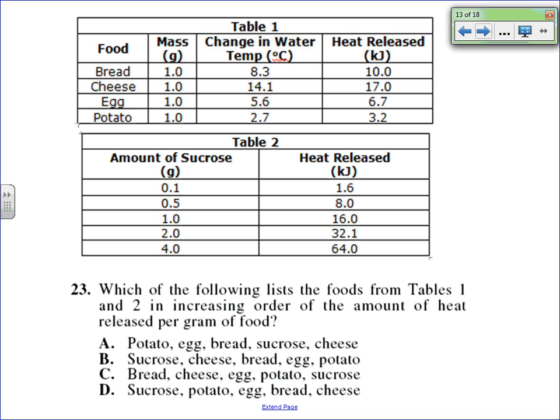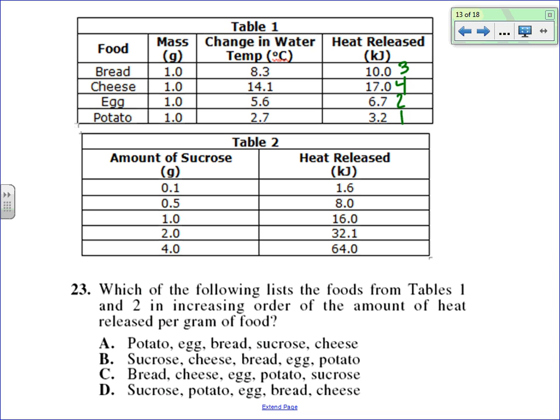Okay, last but not least, before we move on to the next section, which of the following lists the foods from tables 1 and 2 in increasing order of the amount of heat released per gram of food? I looked at table 1 and 2 and it says increasing order amount of the release. So then I saw that table 1 has the food. Okay, so we're looking at table 1 for the foods. And then I saw that it releases first potatoes, then egg, then bread, and then cheese. Okay, so you put them in order: first potato was the lowest, then egg, then bread, then cheese. And it says on table 1 and 2 is increasing order release per gram. It said A.